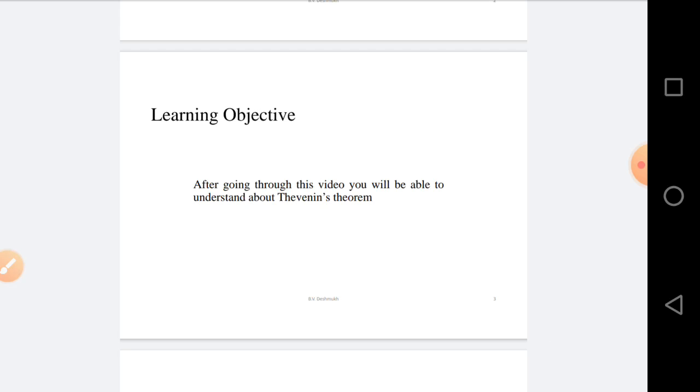Exactly after this video, you will understand the statement of Thevenin's theorem, and if you have any given electrical network, how to apply Thevenin's theorem in that network. Or we can say, if you have any electrical network and you want to find the current using Thevenin's theorem, you will better understand how to apply it after watching this video.